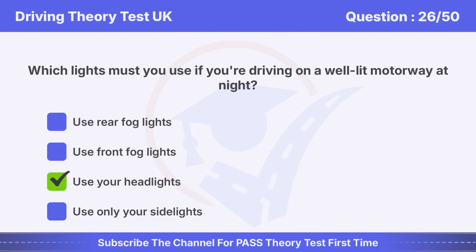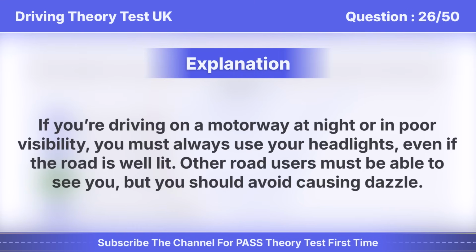Answer is C. Use your headlights. If you're driving on a motorway at night or in poor visibility, you must always use your headlights, even if the road is well lit. Other road users must be able to see you, but you should avoid causing dazzle.